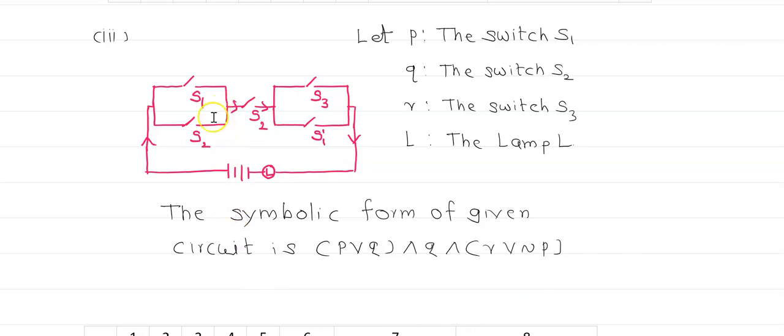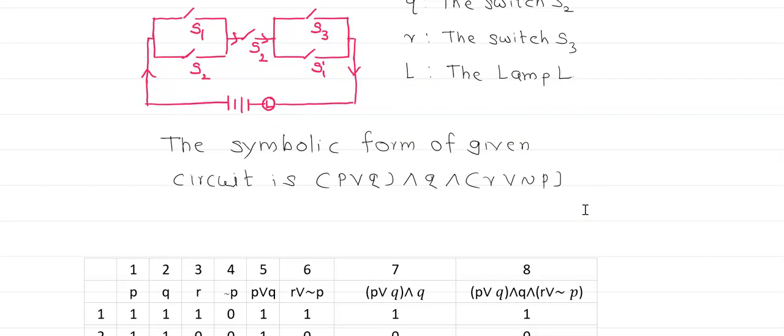Now what's happening here? Here is S1 or S2, that is P or Q. Here is P or Q. Now it is in series with S2. Therefore we apply here the conjunction, that is AND Q. Again S2 is in series with S3 and S1 dash, which are parallel to each other. Therefore Q and in bracket R or negation of P, and in this way we get the symbolic form of the given circuit.